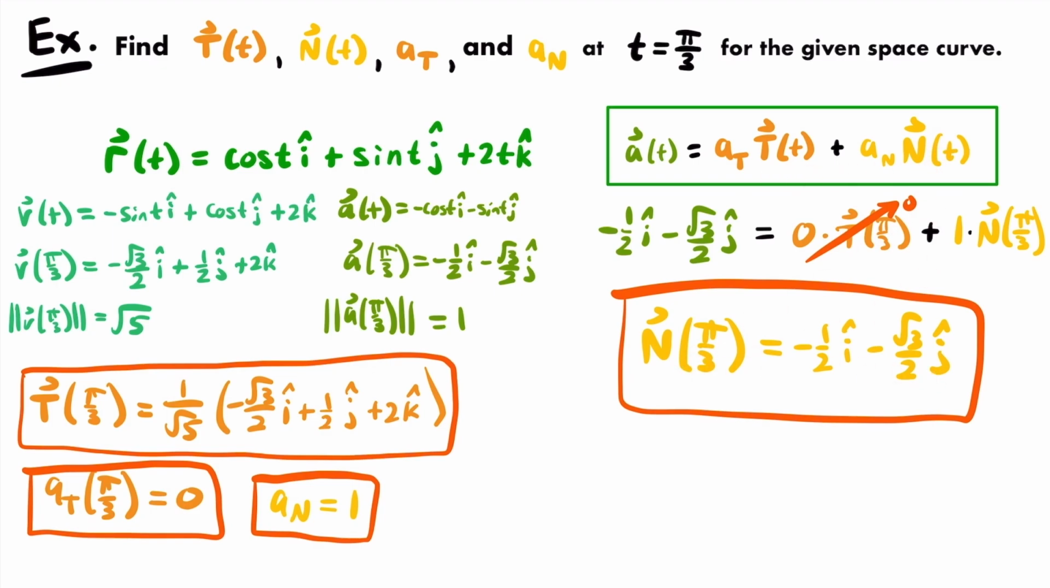Okay, now granted it was a little bit easier here than it might be in some cases because a sub t was 0, but even so, if we had an actual vector here, you would just subtract those components over to the other side, and then you would have solved for the unit normal vector anyway. Okay, but that's it for this example, and so let's practice doing this whole process one more time with the final example for this video.